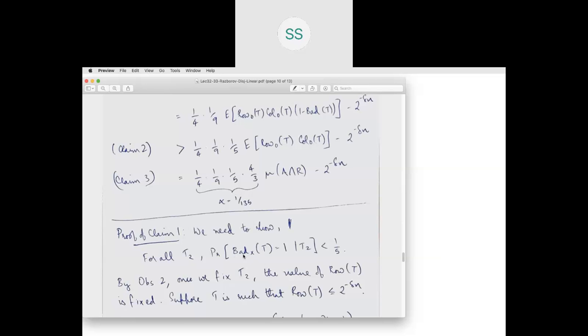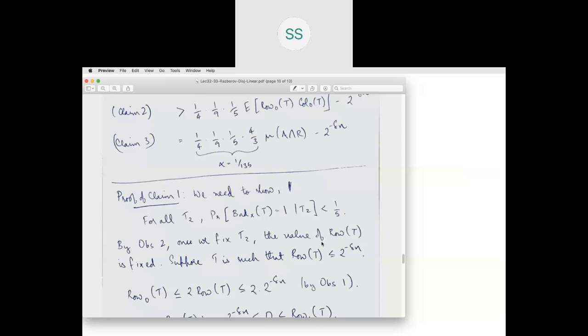And we are estimating the probability that bad x t is equal to 1. But this is just an indicator random variable that t is x bad. So we are asking, once you fix T2, what is the probability that t is x bad? And we are claiming that is at most 1 by 5.